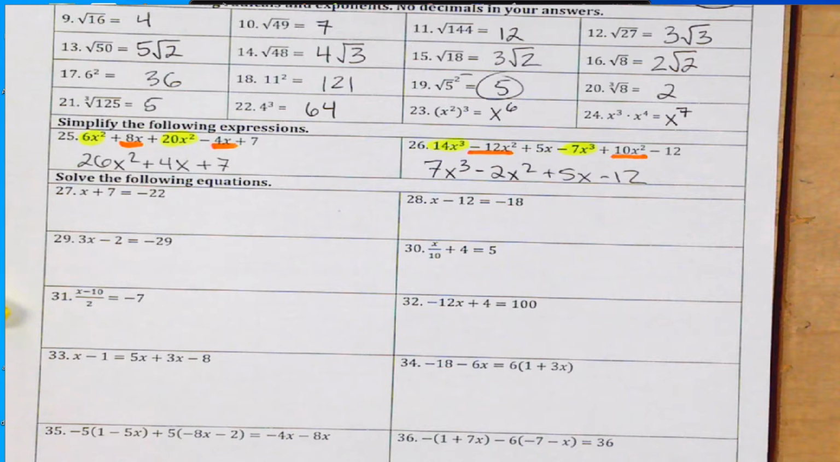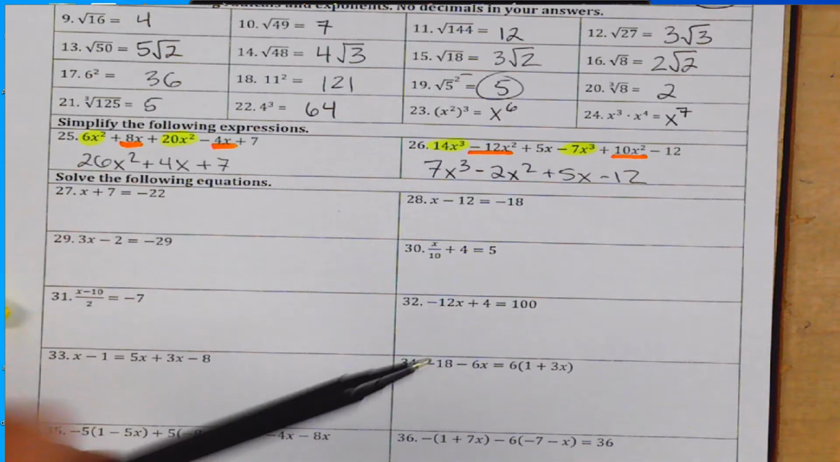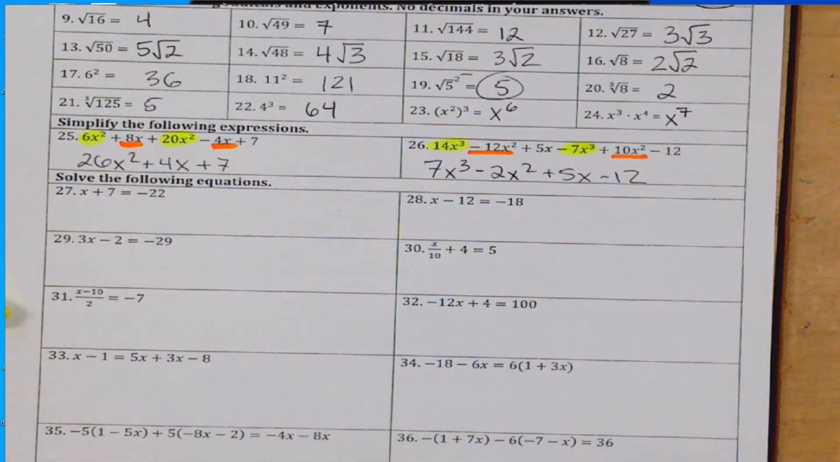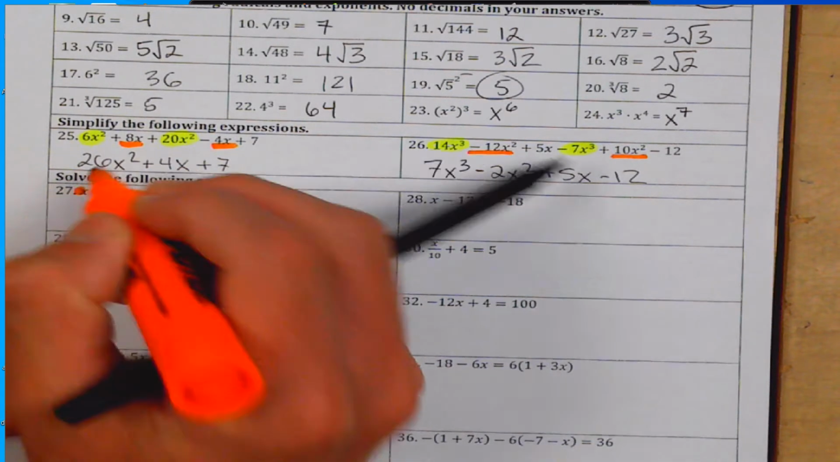All right, now we get into our equations. So this is where we're going to use inverse operations to solve. So I want to isolate or get x alone. So I got to get the x all by itself. So here I'm trying to get x by themselves.